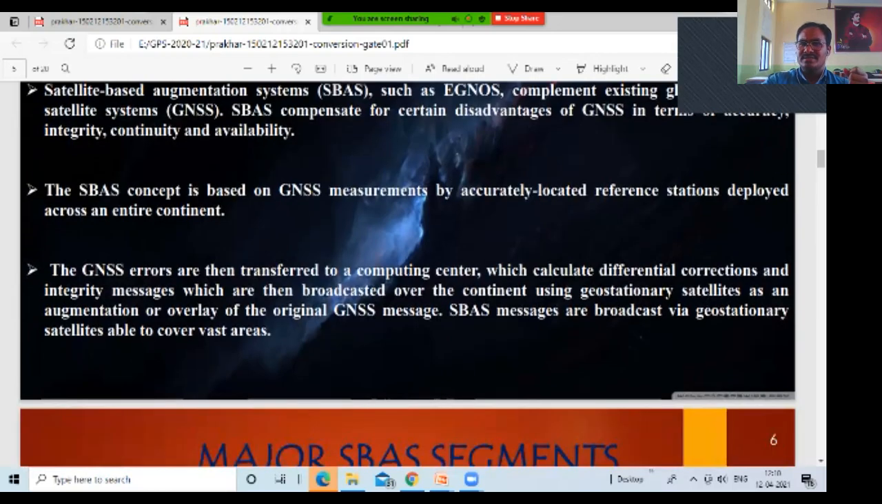And GNSS errors are then transferred to a computing center which calculates the differential corrections and integrity messages, which are then broadcast over the continent using geostationary satellites as an augmentation or overlay of the original GNSS message. SBAS messages are broadcast via geostationary satellites able to cover vast areas.